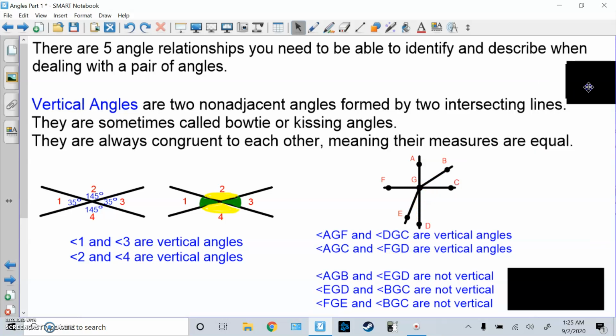Now there are a lot of non-vertical angle pairs. Let me tell you why first. Remember, they must be directly across from each other and form a perfect X. Again, it's two lines without bending. So let's look at AGB first. AGB is this top right angle, and then it goes to EGD. EGD is down here. Now they're almost across, but you see how this line bends right here? That's not a straight line, so those are not vertical. Alright, EGD is the same one right here, and BGC is over here. These are definitely not verticals. This is not a straight line. None of them even connect straight. Then FGE is this one right here, and then BGC are not the same because this is not a straight line, it bends.